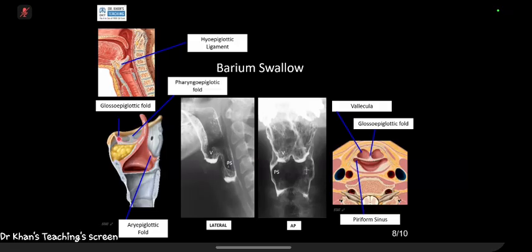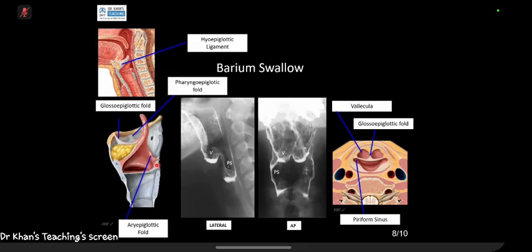You know this one? Glossoepiglottic fold. So the barium is sitting here and the barium is sitting here. It is anterior. And this portion is known as valleculae. This V is valleculae. On the other hand, posteriorly are other mucosal folds, which is this aryepiglottic fold.